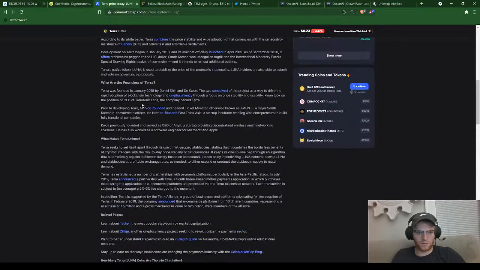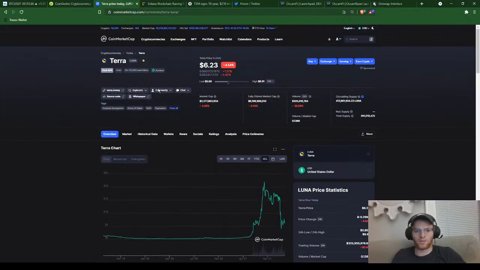Let's see. Where is the part where it tells me why it's unique? Alright. Terra seeks to set itself apart through its use of fiat-pegged stablecoins. So it's pegged to that stablecoin, stating that it combines the borderless benefits of cryptocurrency with the day-to-day price stability of fiat currencies. So that's pretty cool. I'm not gonna jump super deep into it, but definitely a coin to look into.